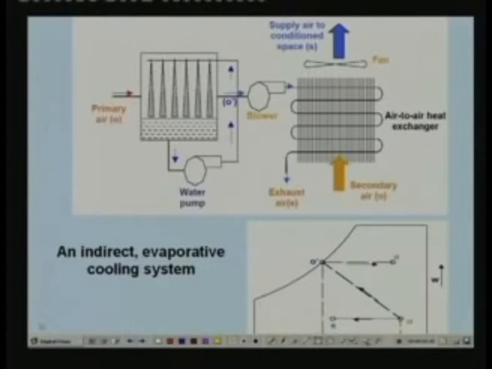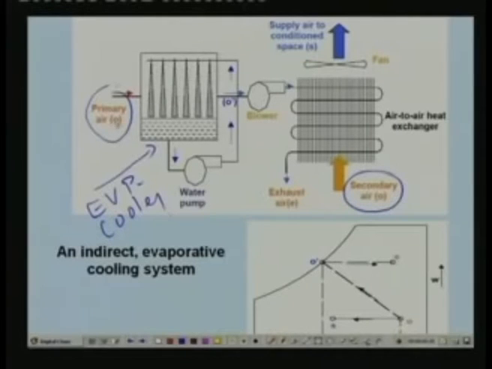So as I said, here you have two air streams, one is primary air, the other one is secondary air. First the primary air is cooled and humidified in this evaporative cooler. So this is your evaporative cooler. As the primary air flows through this evaporative cooler, it gets cooled and humidified. Now this cooled and humidified air is blown through an air to air heat exchanger. So this is an air to air heat exchanger.